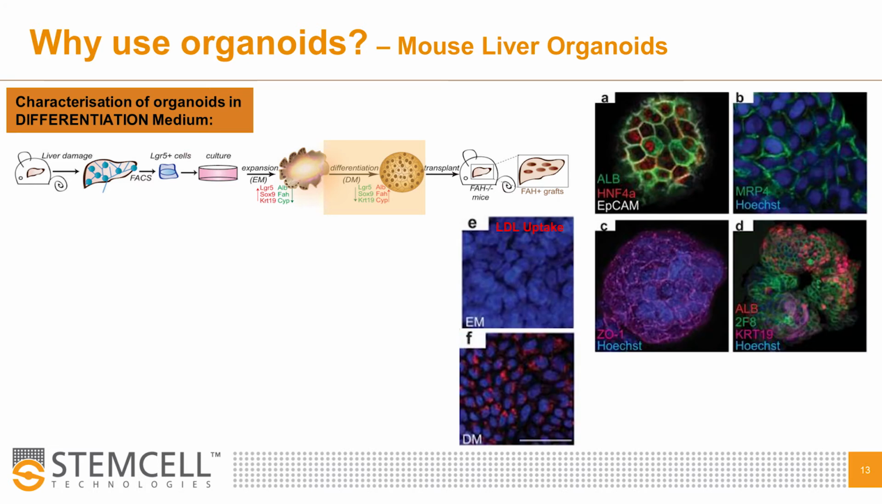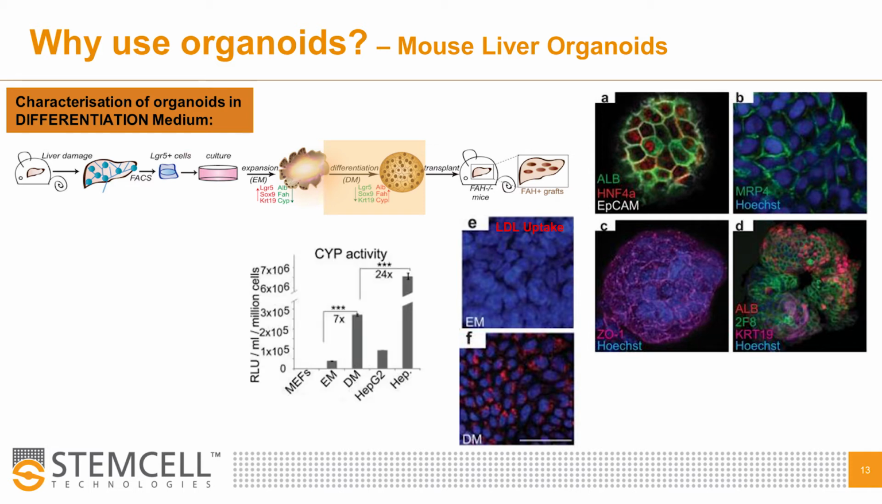However, there was increased hepatocyte function in organoids exposed to the differentiation medium, annotated here as DM, as seen by the ability of cells to uptake low-density lipoproteins, shown in the right picture here in red. Differentiated organoids also showed intracellular glycogen storage as detected by PAS staining.